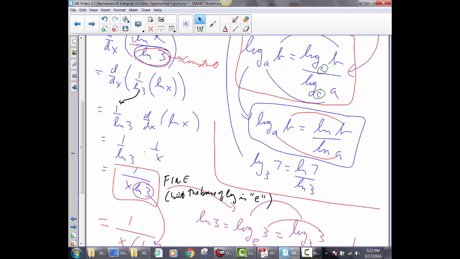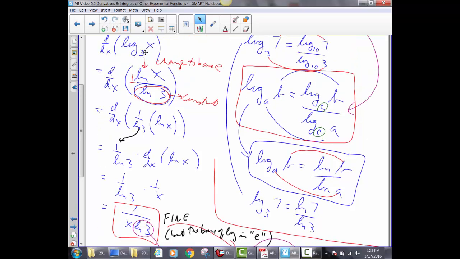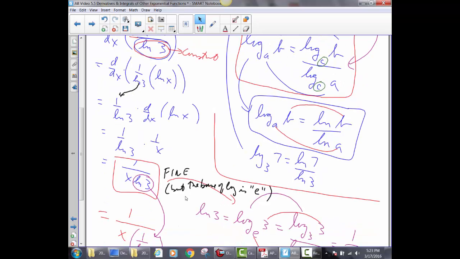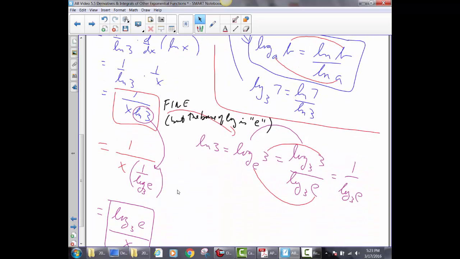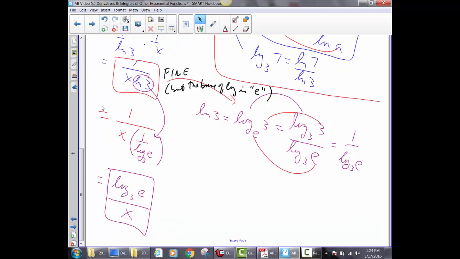The only thing is in the back of the book, chances are, because the question was given with log base 3, they're going to want the answer with log base 3. Well, then you just change it back. So I'll show you here on the side, ln 3, which is log base e of 3, if I want to change it back to log base 3, is log base 3 of the top, which is 3, over log base 3 of the bottom, which is e. Well, of course, log base 3 of 3 is just 1. So I can replace ln 3 by 1 over log base 3 of e, and then I multiply by the reciprocal, and there's my answer.